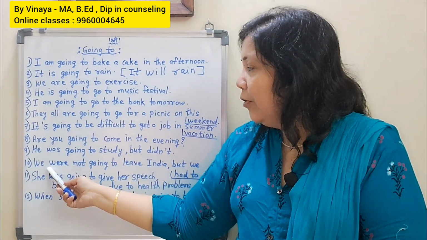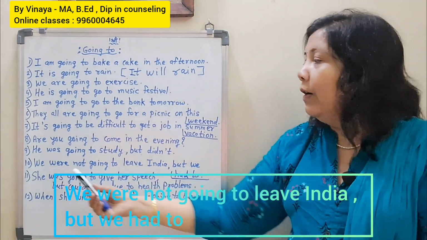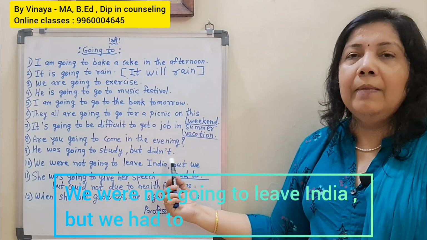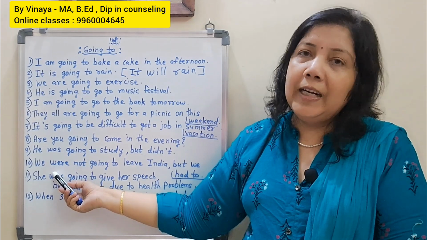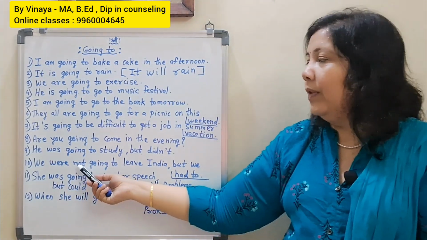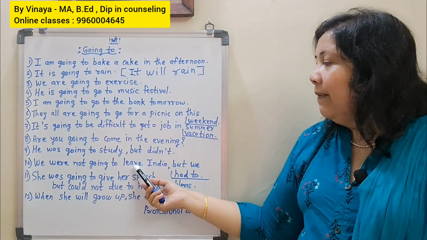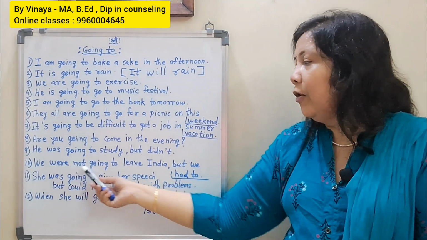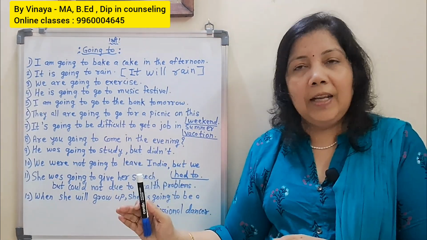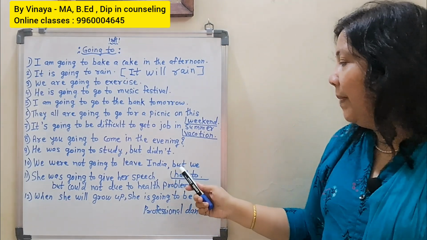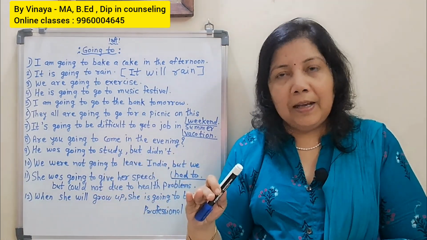Next also, we were not going to leave India, but we had to. Now here, we is the subject. Were, it's past tense. Not going to, this is a negative sentence, so not has come. Leave is the main verb. We were not going to leave. Then the next part, India. What we were not going to leave? India. But what happened in past? We had to. We had to leave India. That way the whole thing is in past.